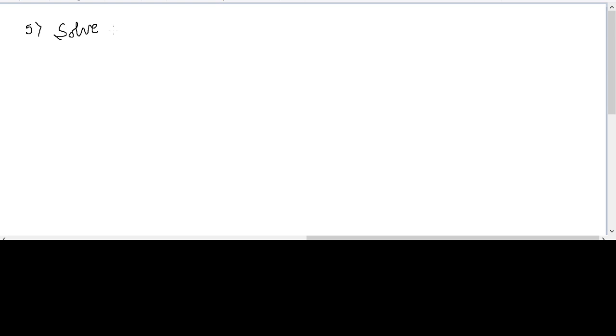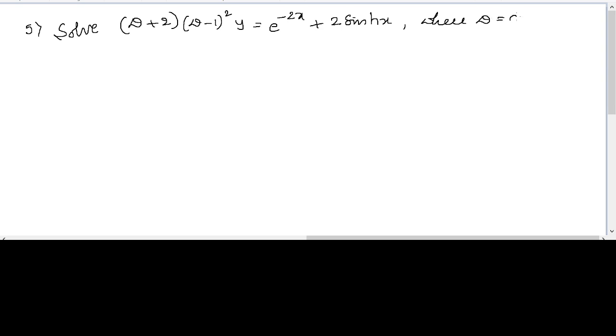Solve (D plus 2) into (D minus 1) whole square of y is equal to e to the power of minus 2x plus 2 into sinh x, hyperbolic function, where D is equal to d by dx.